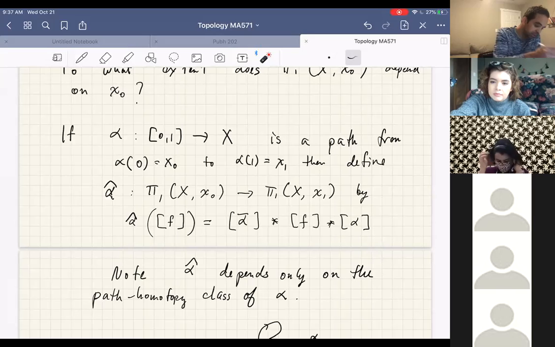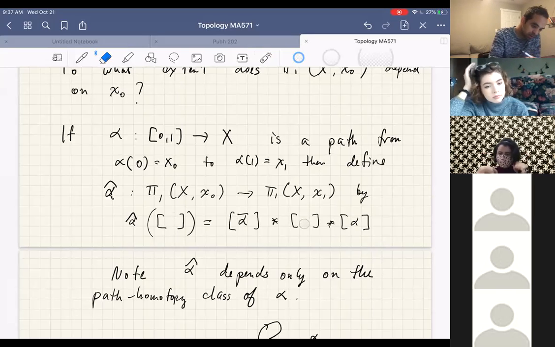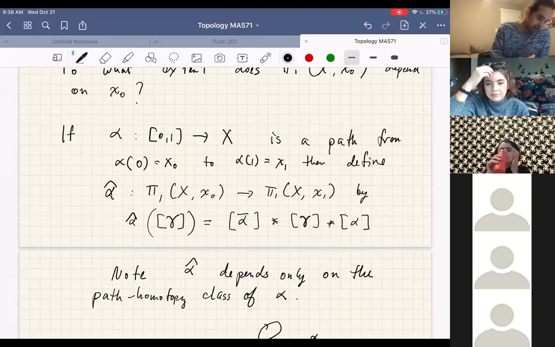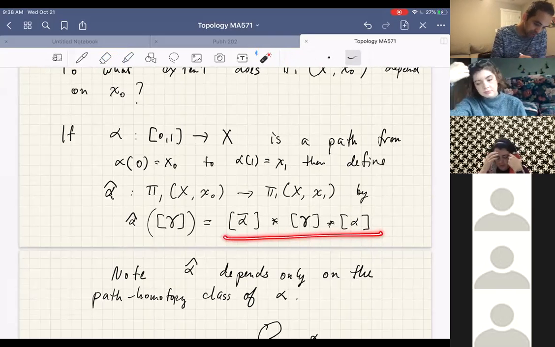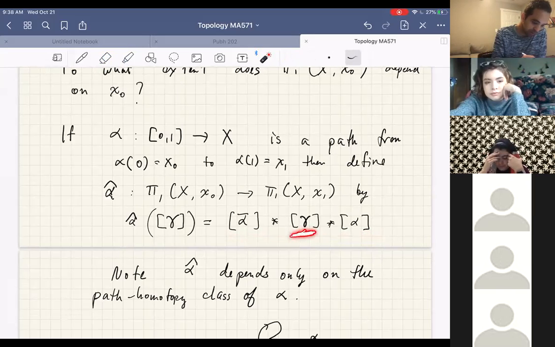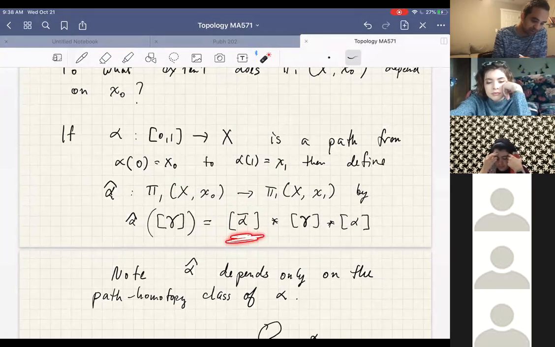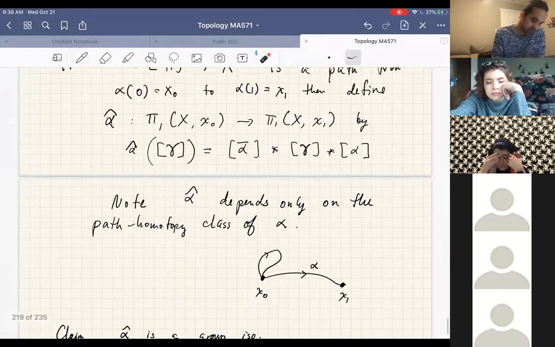So I should start using Greek letters for paths and loops. I'm going to erase this F here, and I'm going to use gamma, maybe, because I will use F and G for maps later. So this is what I mean by conjugating: you take the homotopy class of a loop and you multiply by the inverse of alpha on the left and alpha on the right.